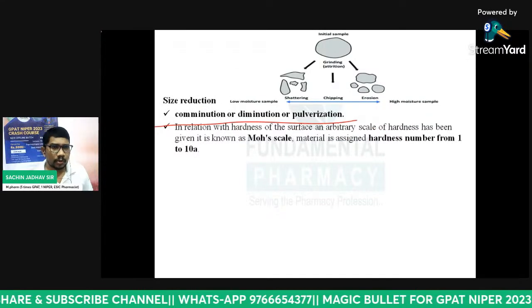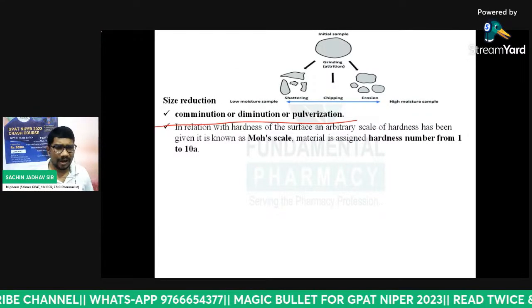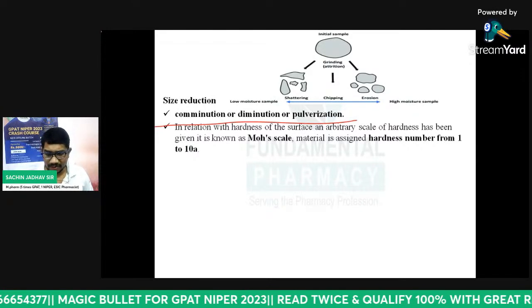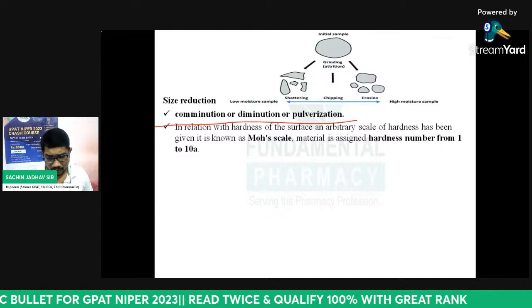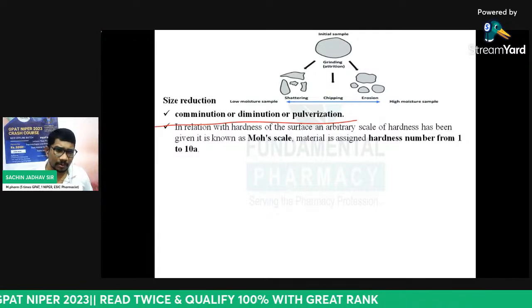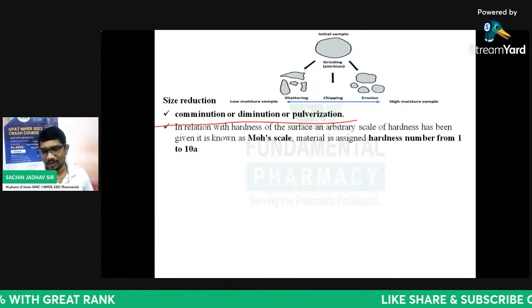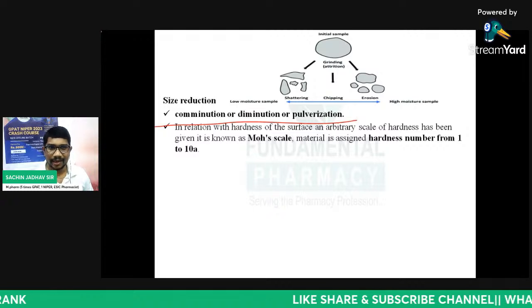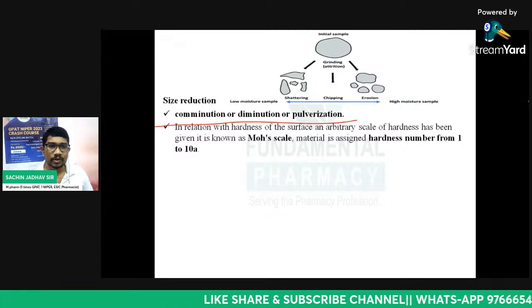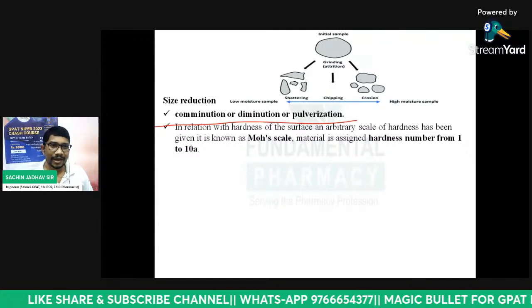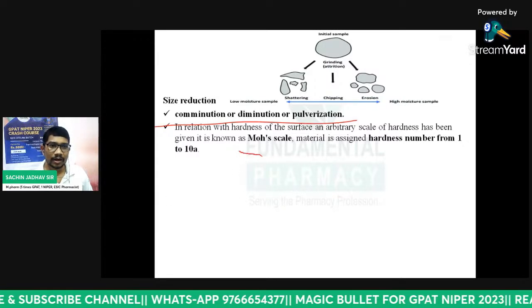After that, now, why do we need size reduction in pharmaceuticals? Pharmaceuticals में size reduction क्यों करना है आपको? There are different reasons, but before that you should understand there is one scale known as the Mohs scale. एक scale है Mohs scale उसको बोलते हैं. So what is that Mohs scale? Material can be either soft material or hard material.